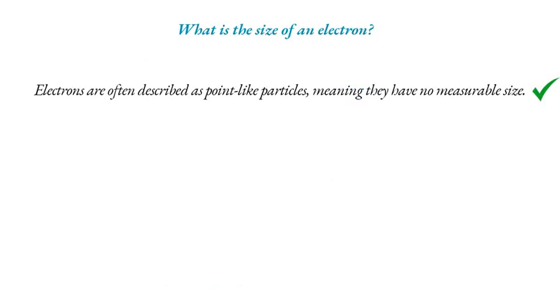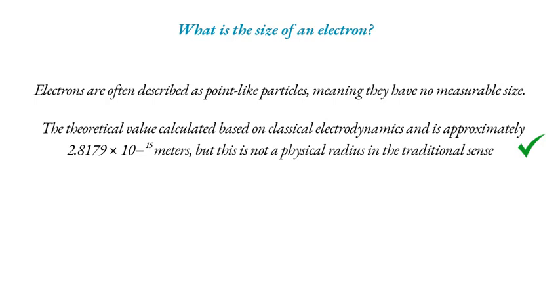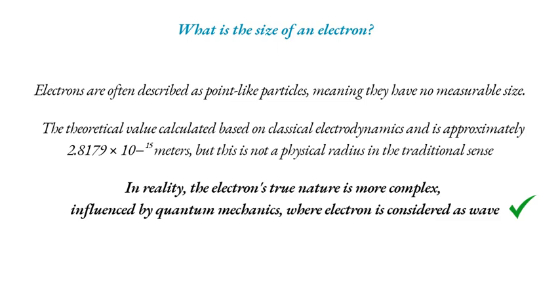What is the size of an electron? Electrons are often described as point-like particles, meaning they have no measurable size. The theoretical value calculated based on classical electrodynamics is approximately 2.179 × 10^-15 meters, but this is not a physical radius in the traditional sense. In reality, the electron's true nature is more complex, influenced by quantum mechanics, where the electron is considered as a wave.